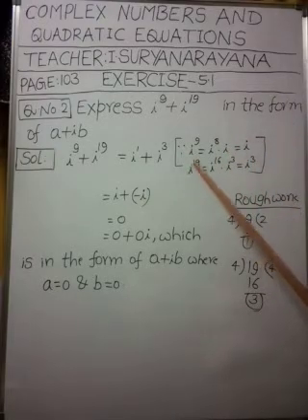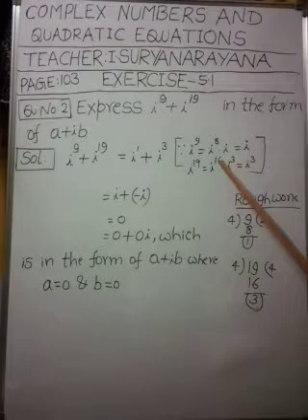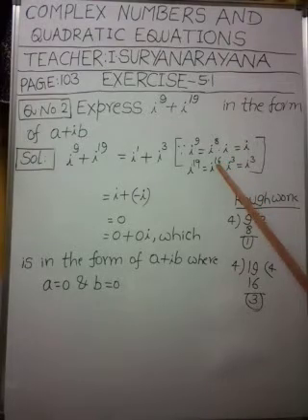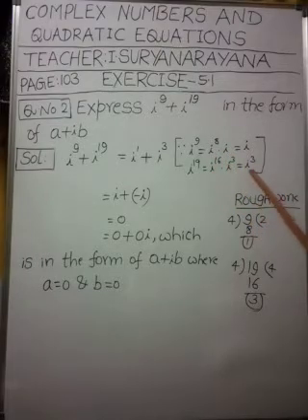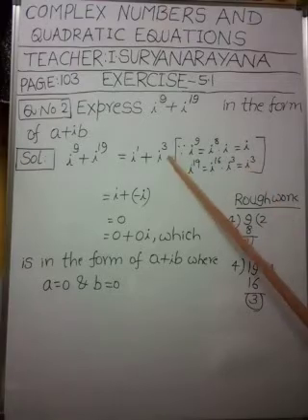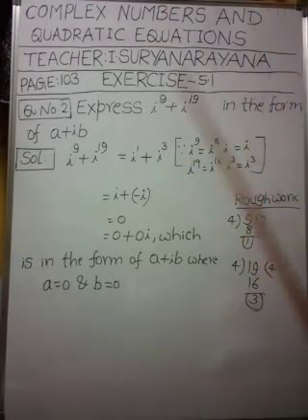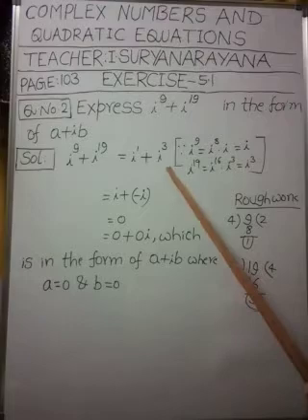Similarly here, i power 19 can be written as i power 16 into i cube. Here also 16 is a multiple of 4. So its value is automatically 1 into i cube. We get i cube only. Understood these two results, my dear children? Right. Understood this step, my dear children? Right.